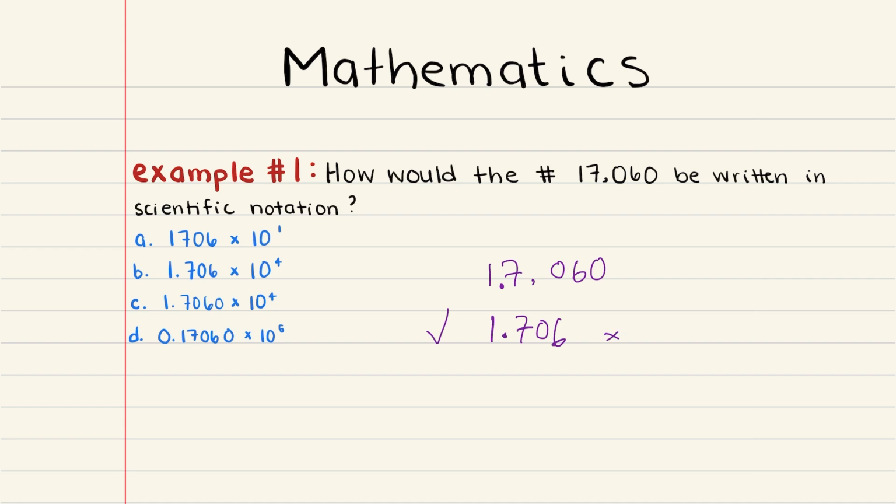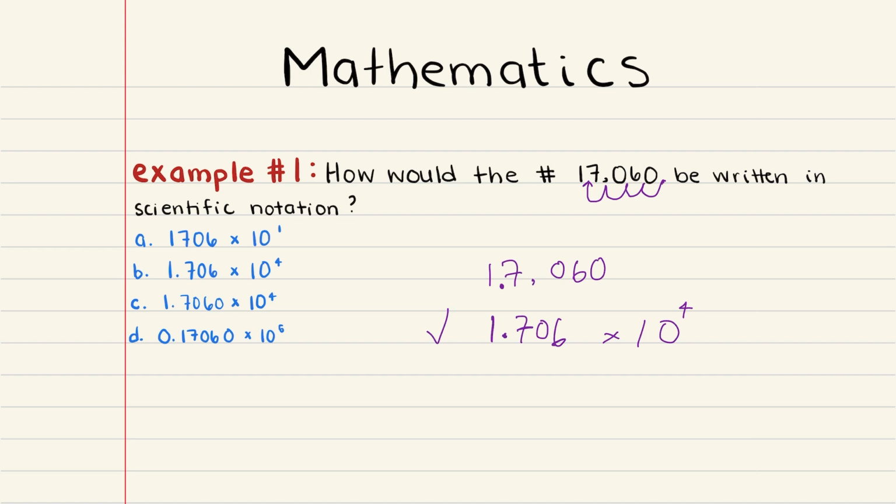Next, we want to determine the power of 10. Now, we're not given this explicitly, but essentially the decimal point is right here. And by creating the number 1.706, we have moved the decimal point 1, 2, 3, 4 places to the left. This means that the exponent on 10 is going to be positive since we moved the decimal point to the left, and it's specifically going to be positive 4. So 17,060 in scientific notation is 1.706 times 10 to the 4.